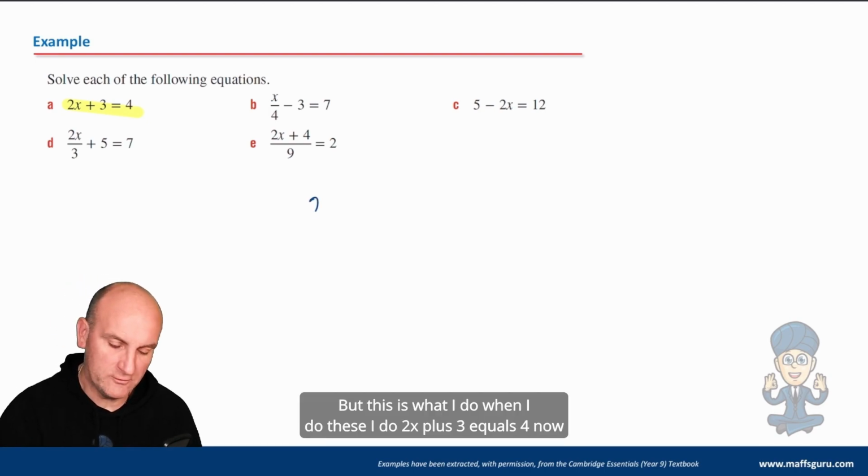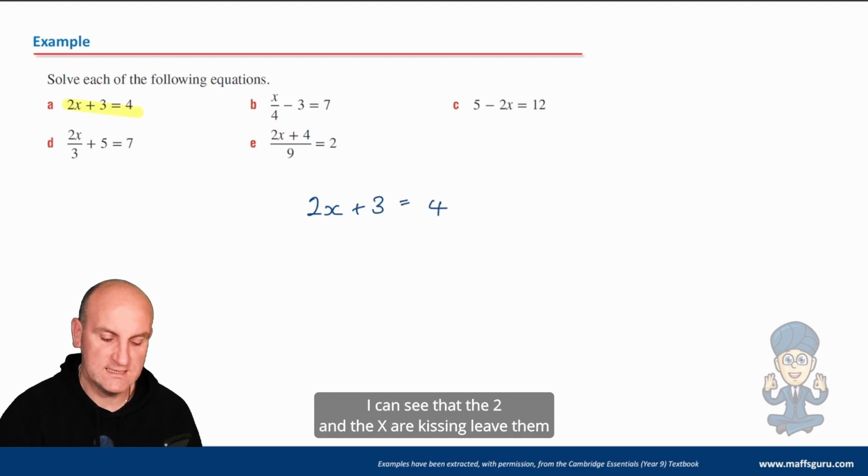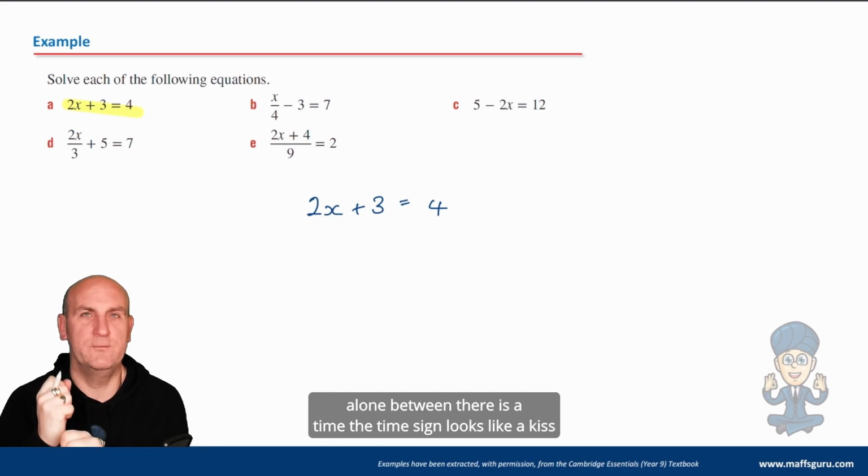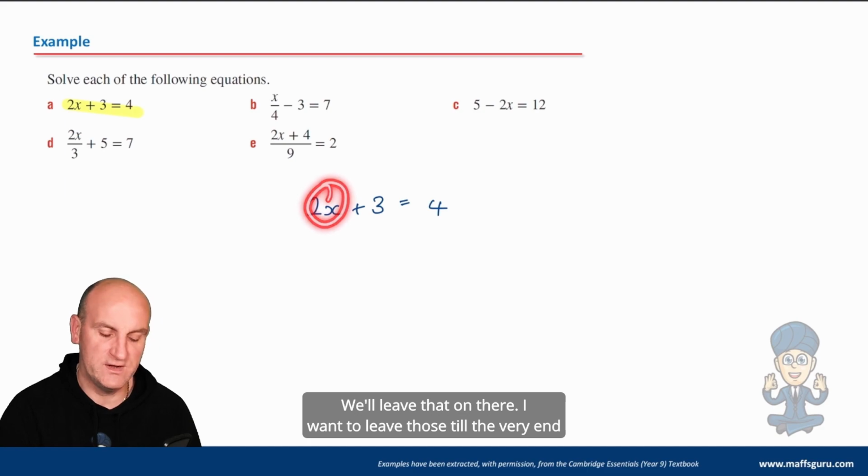But this is what I do. When I do these, I do 2x plus 3 equals 4. Now, I can see that the 2 and the x are kissing. Leave them alone. Between there is a times. A times sign looks like a kiss. We'll leave that on there. I want to leave those till the very end.